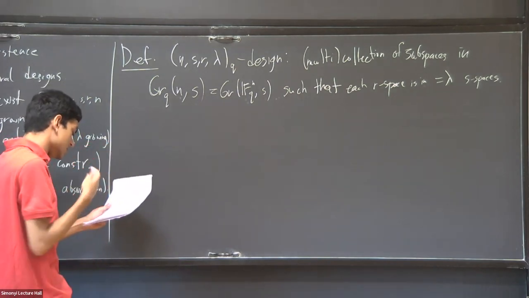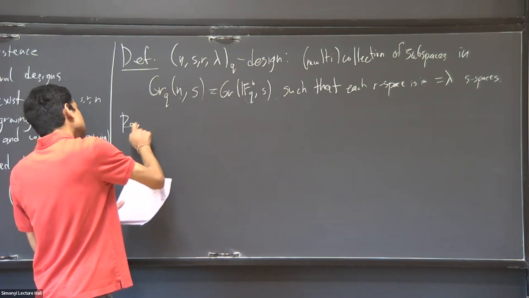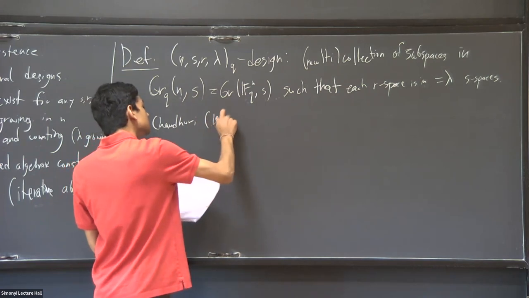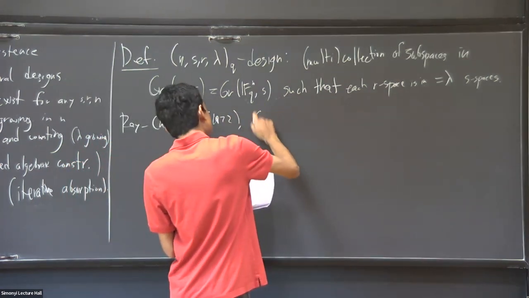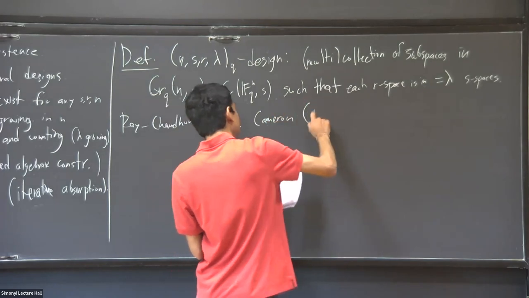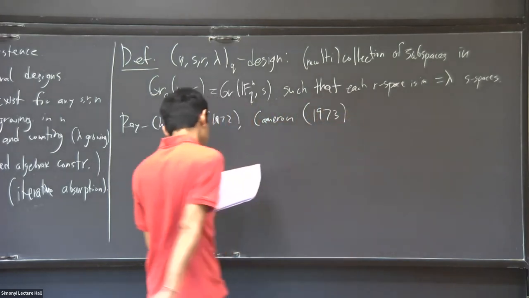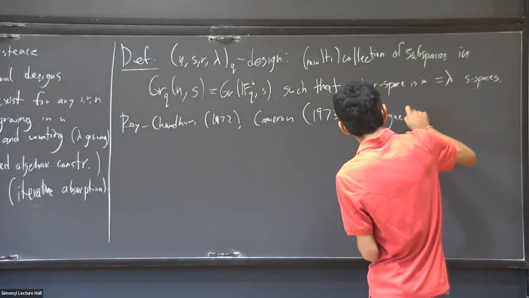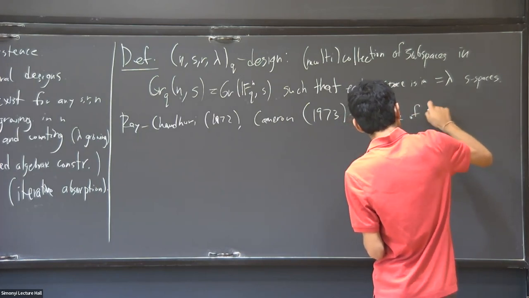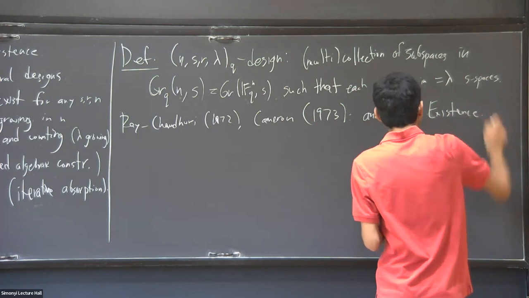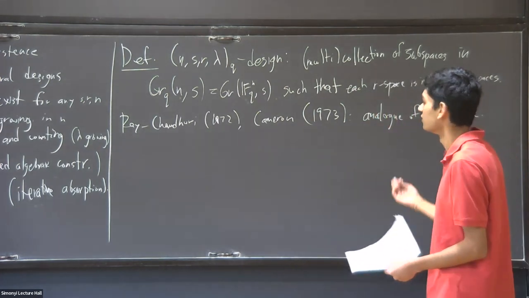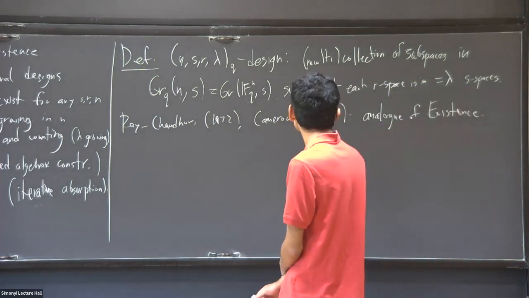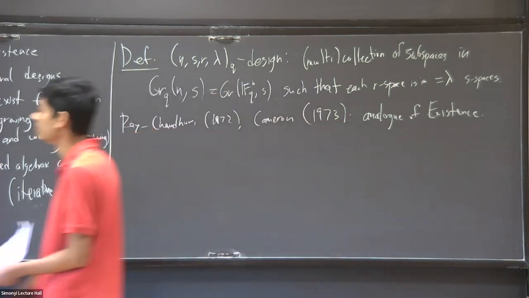So let me just mention that a corresponding question for existence was asked, perhaps separately, by Ray-Chaudhuri and Cameron around the early 70s. They asked the analog of existence: can you have these designs with the appropriate parameters when n is large? And okay, well, you have to have some appropriate divisibility conditions as well.